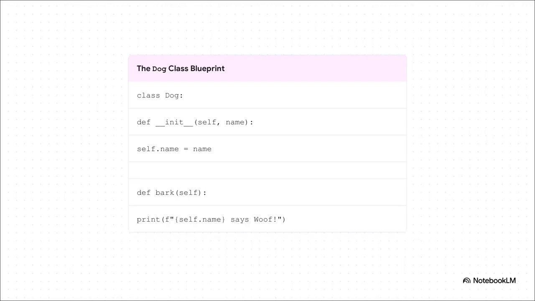Don't worry if you don't read code. That underscore init part, that's just the set of instructions that runs whenever we create a new dog. It basically says, hey, every single dog we make must have a name. And then we give it an action, a method called bark. So now any dog we create from this blueprint will have a name and will know how to bark.